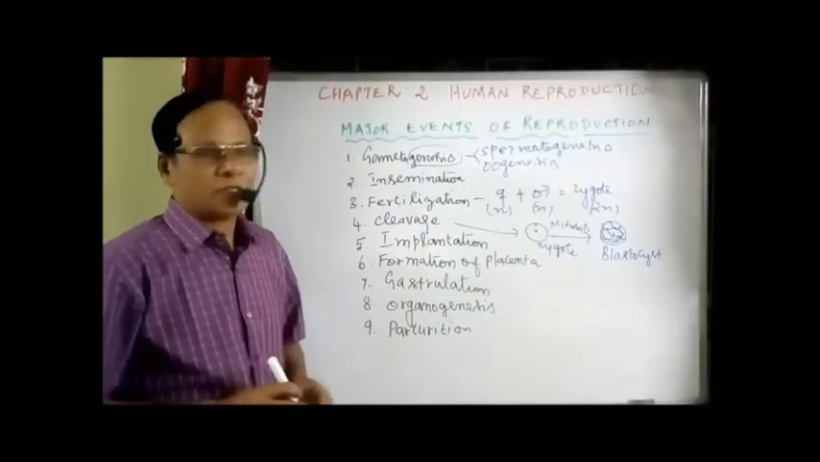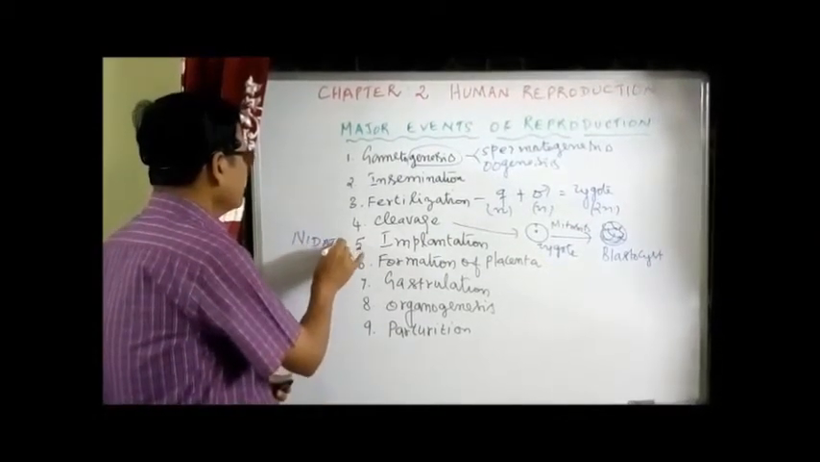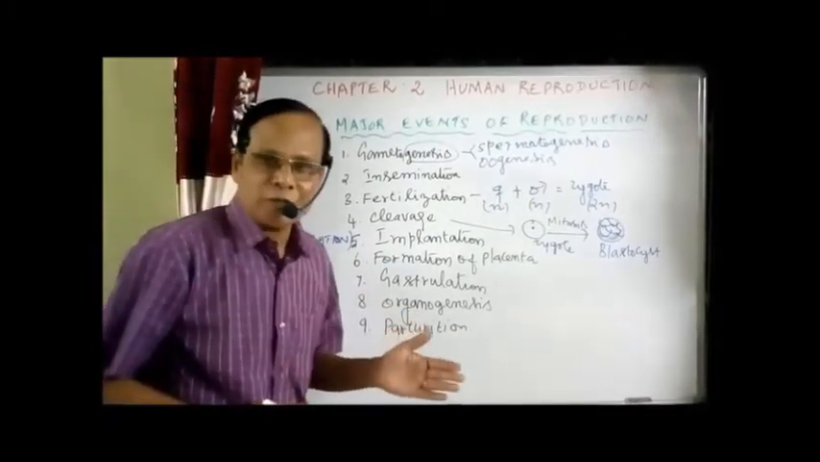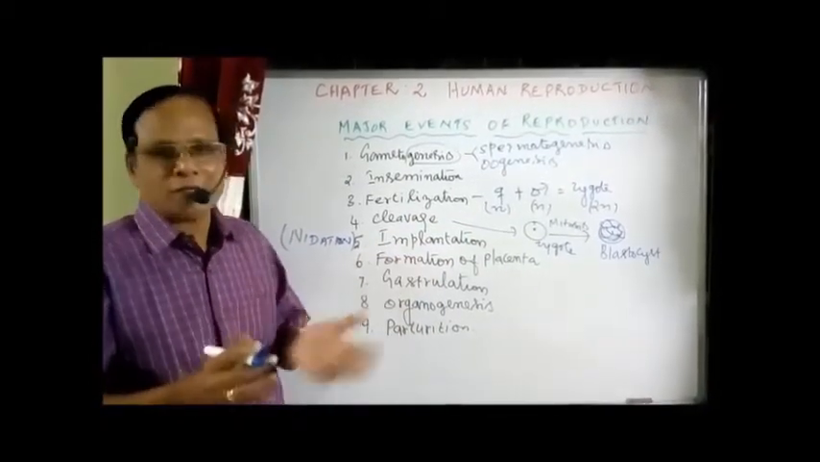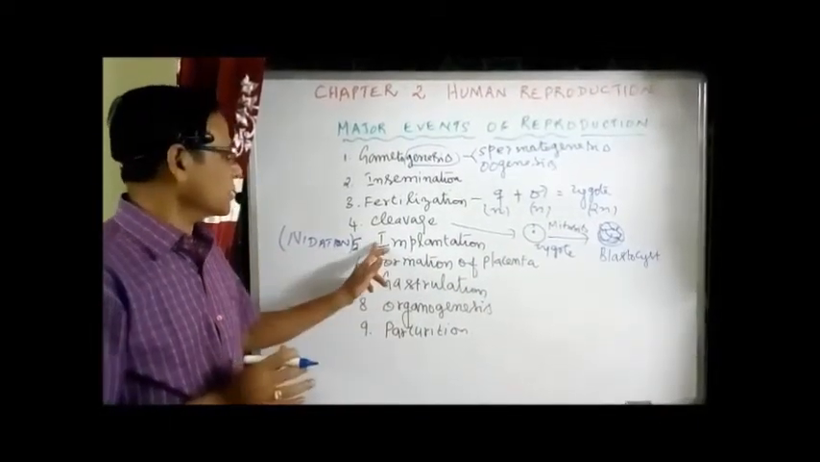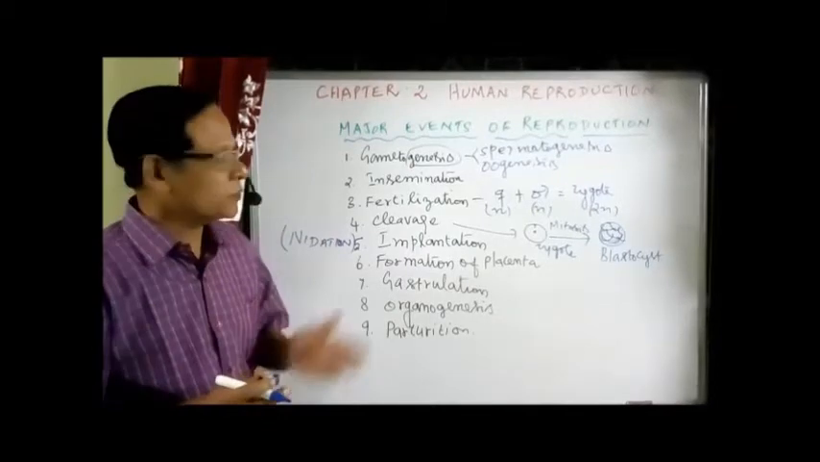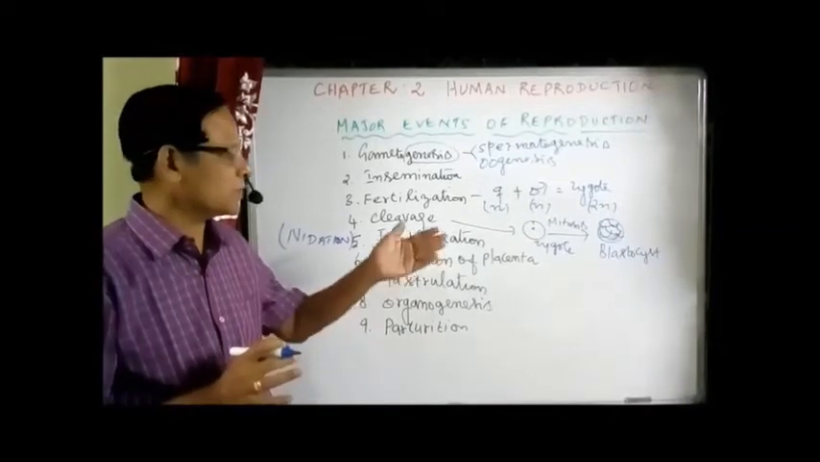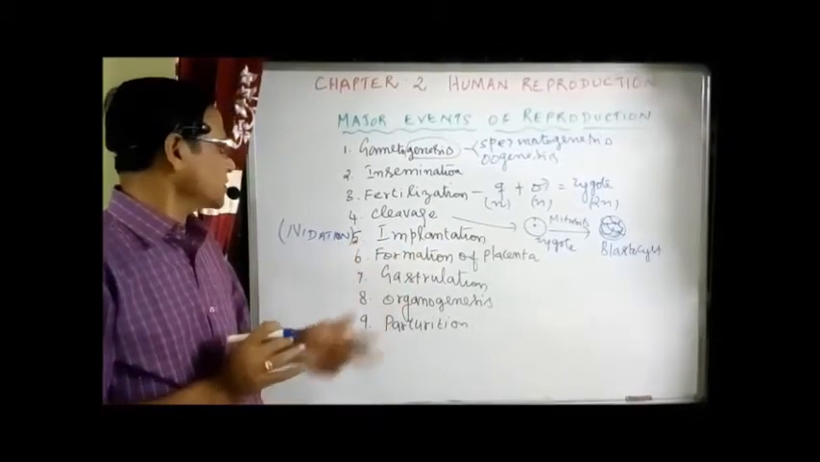Now the next one, implantation. There is also a technical word for implantation, called nidation. This is nothing but the attachment of the blastocyst to the inner wall of the uterus. That process is called implantation. Attachment of blastocyst to the inner wall of the uterus, called endometrium. The inner wall of the uterus is called endometrium. We'll see under the female reproductive system. That process is called implantation, otherwise called the nidation process.